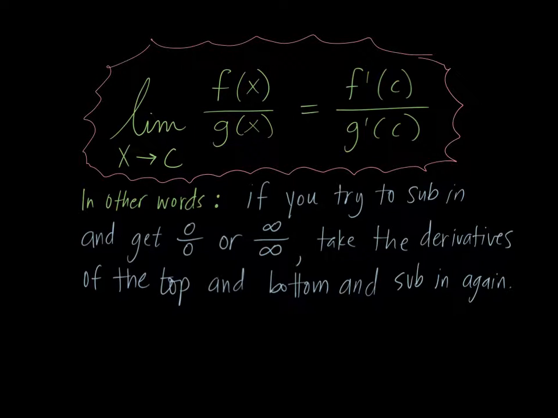So the first thing we try is to plug that c in for x in the top and in the bottom. But if that doesn't work, take the derivative and plug the c in again. In other words, if you try to sub in and you get either 0 over 0 or infinity over infinity, take the derivatives of the top and bottom, and sub in again. Simple as that. It's going to save a lot of time on taking limits.